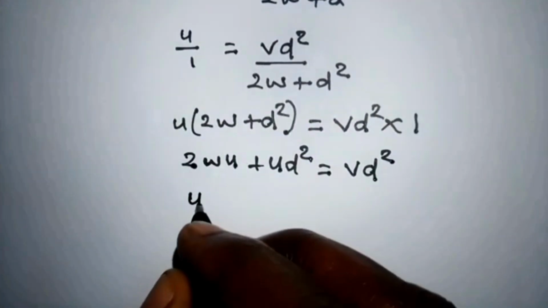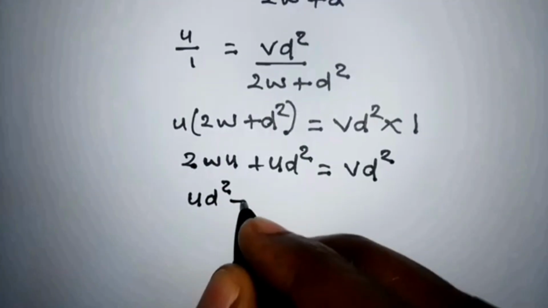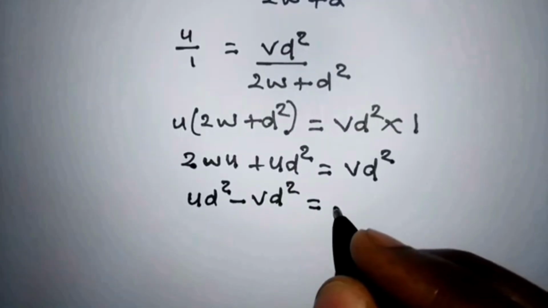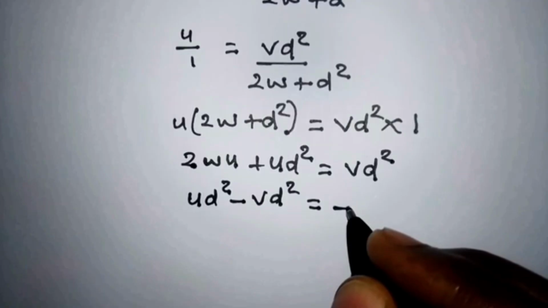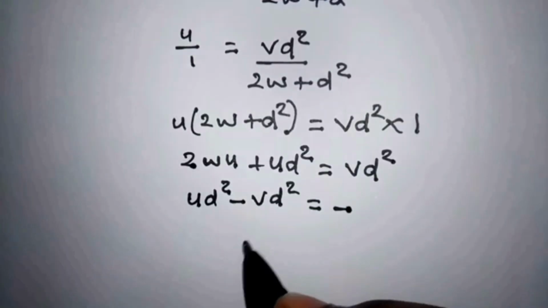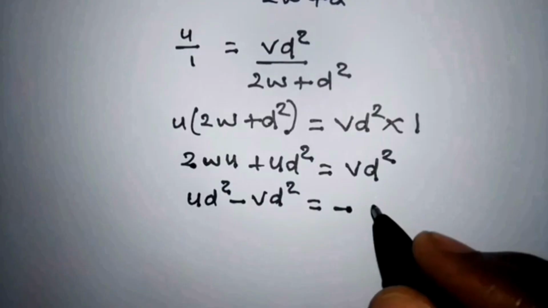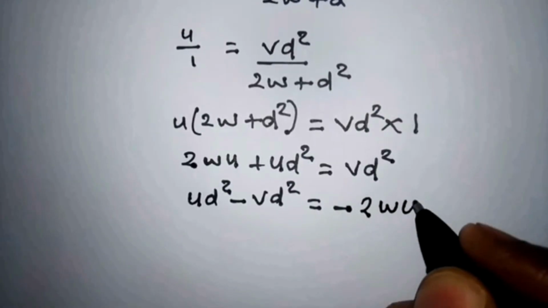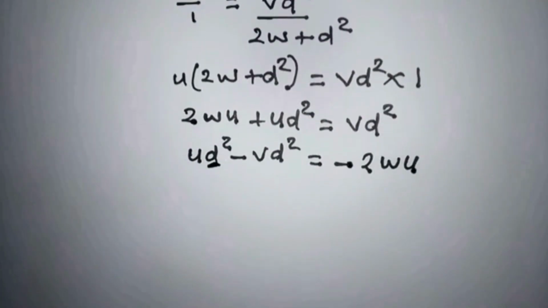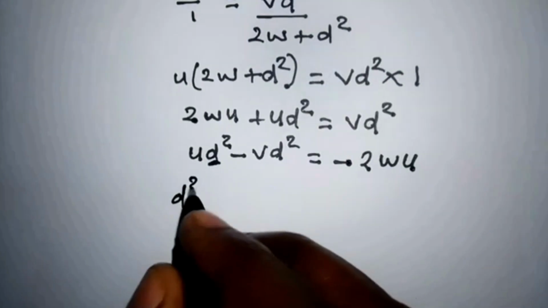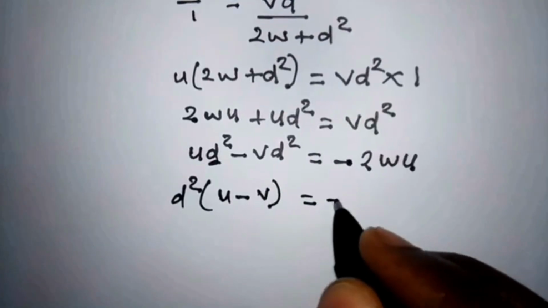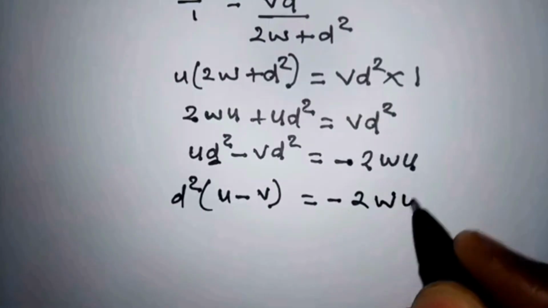This is giving us U D squared minus V D squared, which is equal to negative 2W U. Taking out common factor D squared, we have D squared bracket U minus V equals negative 2W U.